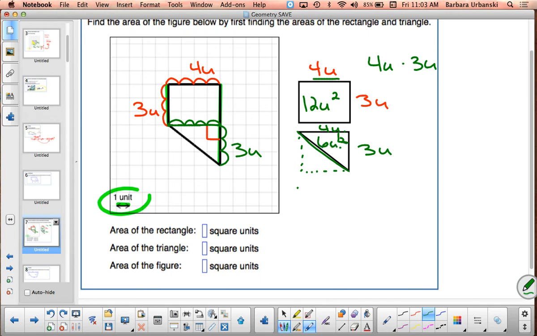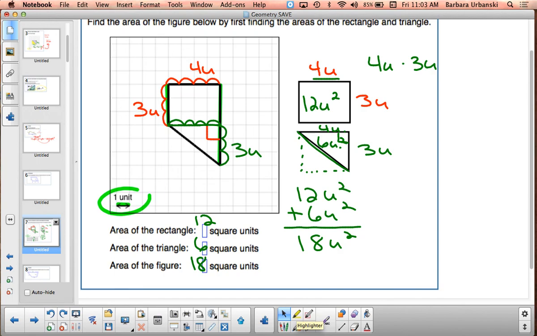We want the total, so it would be 12 units squared plus 6 units squared, which would end up giving us 18 units squared, and that would be our answer. To fill in the blanks, the area of your rectangle, obviously the 12, then we have our triangle, 6, and the total would be our 18. And that's what we would do to get the area on grid paper.